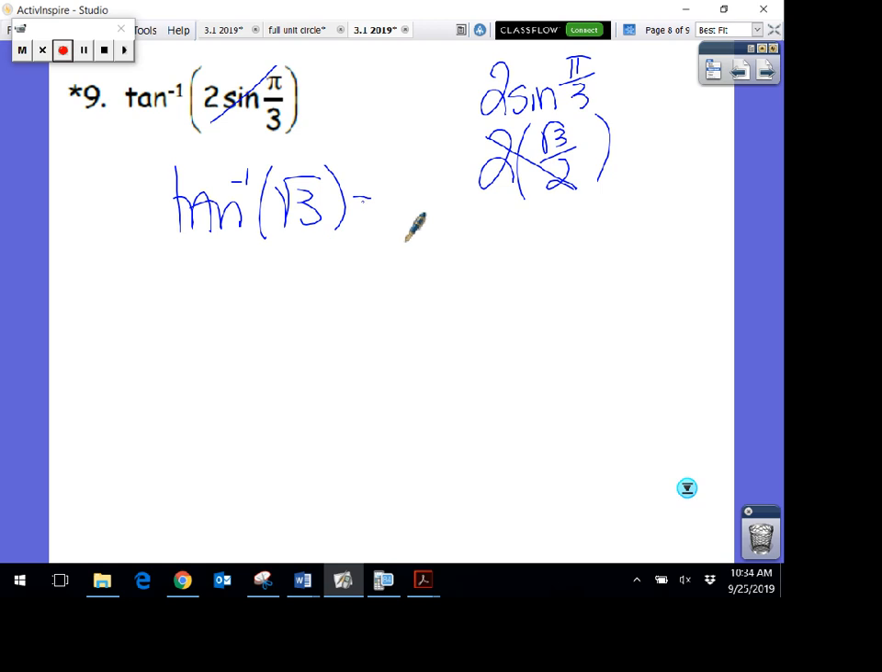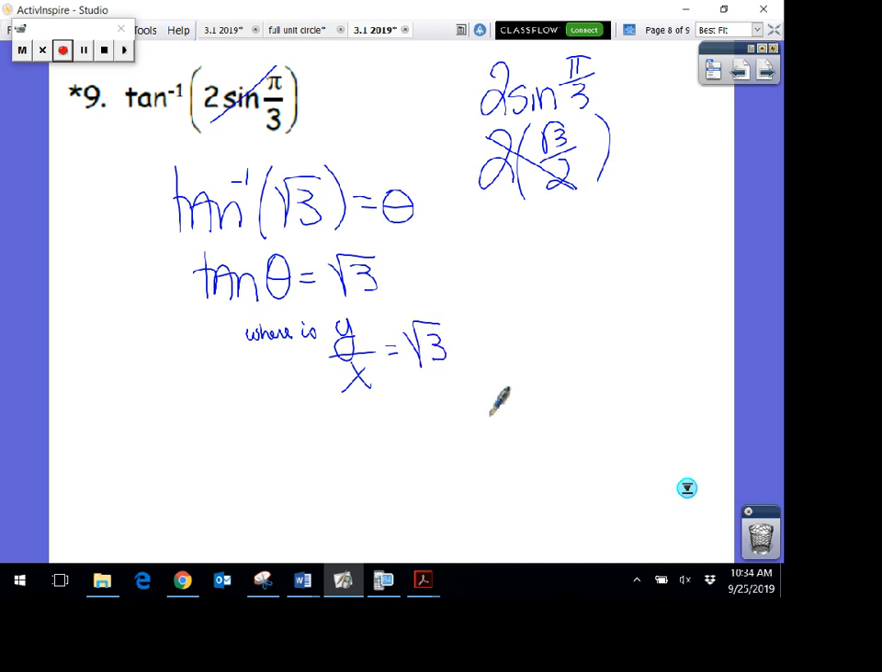And that's going to equal some angle. So we could write the tangent of some angle equals root 3 if we want. Really what we're looking for is where y over x is root 3, because there's a root 3 on a unit circle, so probably on the unit circle. If we do a triangle, you draw a triangle, figure out that way if you want. Where is y over x equal to root 3?